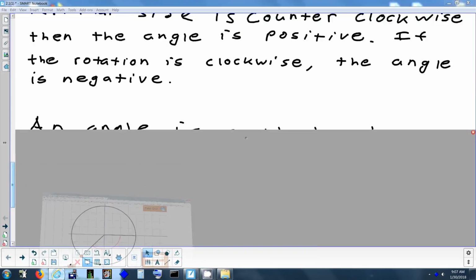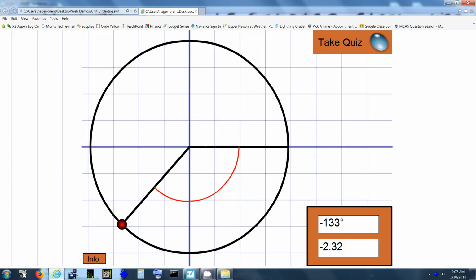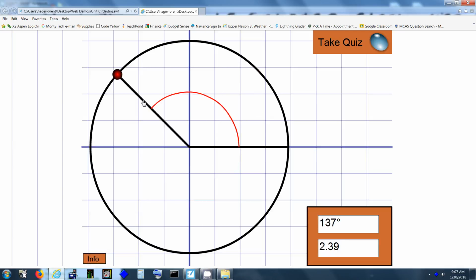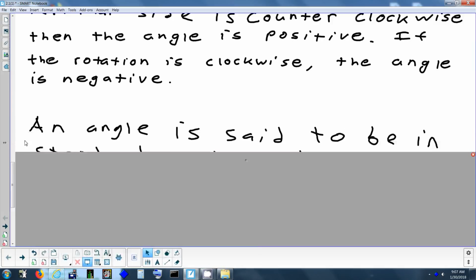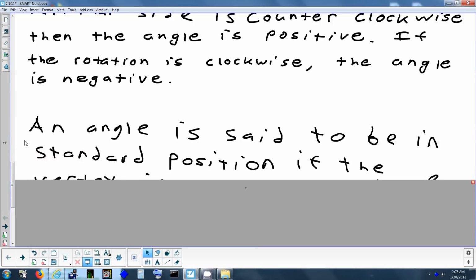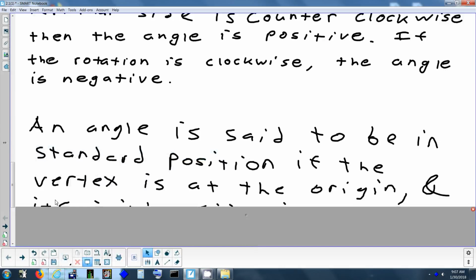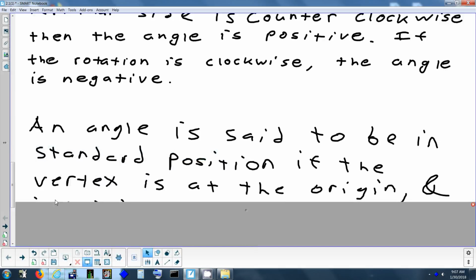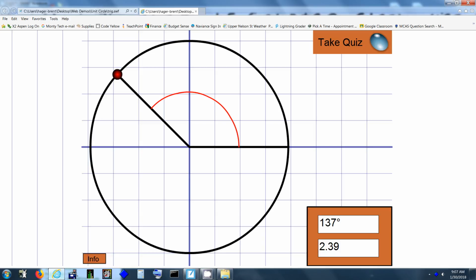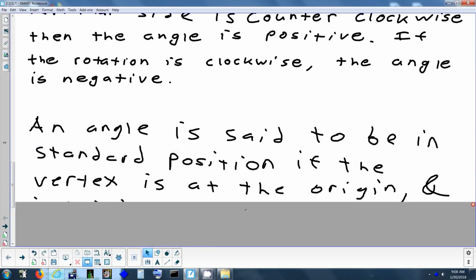All the angles that I just drew on the screen, all those angles that I'm drawing, they're all in what's called standard position. To draw an angle in standard position, you have to do two things, two things that this program does automatically every time. The first thing is you have to keep the vertex at the origin. In my program, I can't move the vertex anywhere. The vertex is always at the origin.